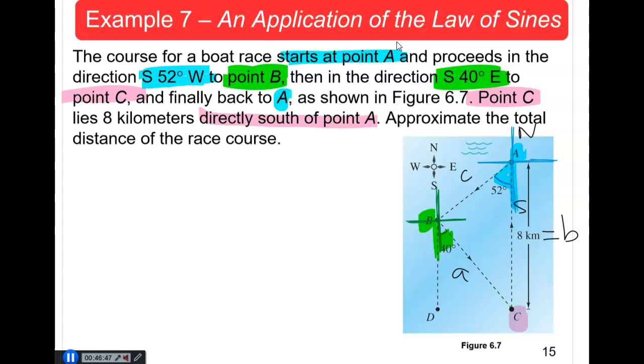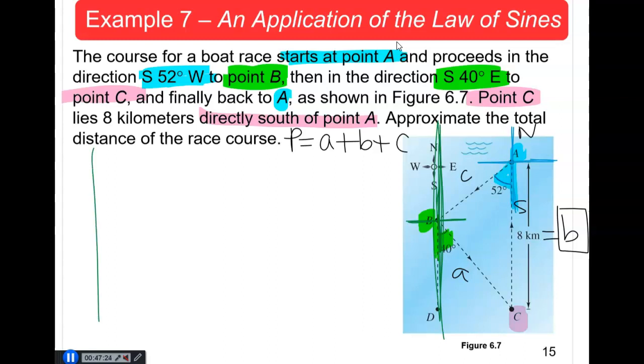Okay, now I'm going to read the last sentence. Approximate the total distance of the race course. And so what we need to find is the perimeter of this triangle, which is going to be the addition of the sides A plus B plus C. And of course, we only have one of those. But we know the angles, and so the idea is that we use the law of sines to find the other sides. So we're going to use parallel lines. So let's consider this north-south line one of the lines. I'm just going to extend it here. And then we're going to have the north-south line over here.